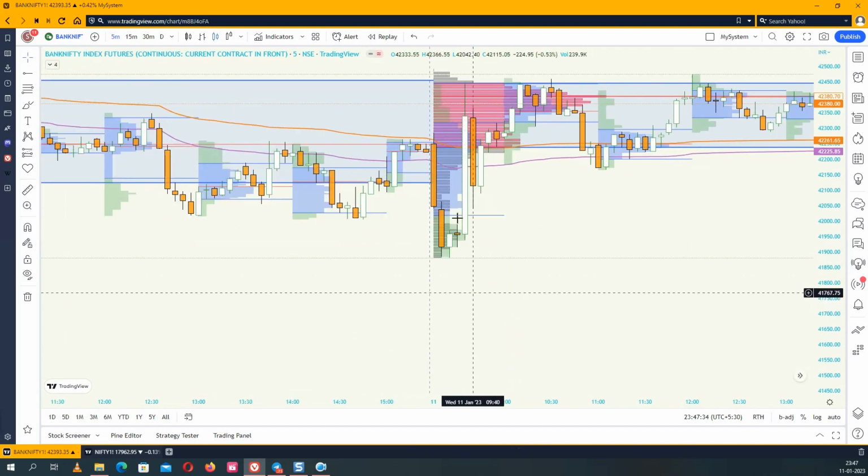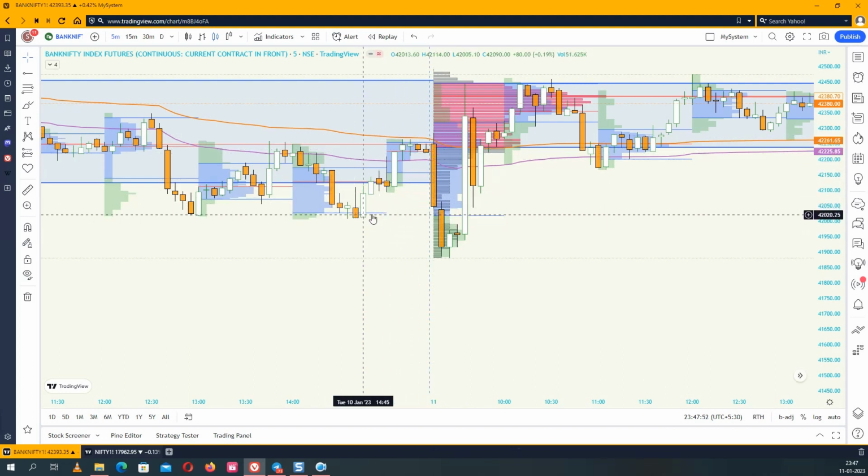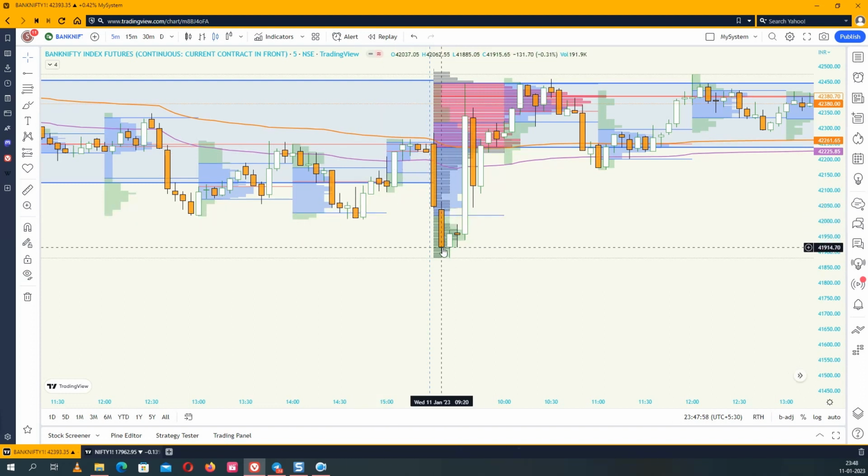Now what happened today? Similarly, we opened at the VPOC of yesterday. After opening, it tried to go up but rejected, and we had a good wide range down bar, but it did not close below that value area low. So I was just watching, and finally that candle broke the value area low and closed here.